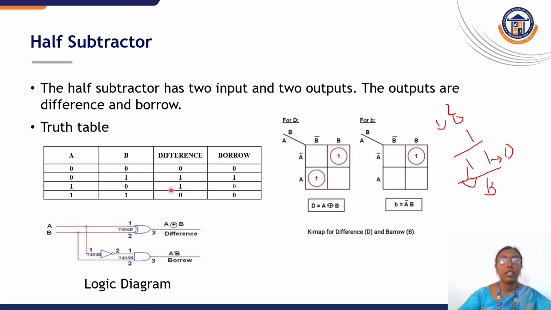Wherever we have ones in the output difference, those inputs are mapped into the K-map. We get A XOR B as the difference and A bar B as the borrow. This is taken for drawing the logic diagram. The logic diagram gives the difference A XOR B for the inputs A and B, and the borrow A bar B.